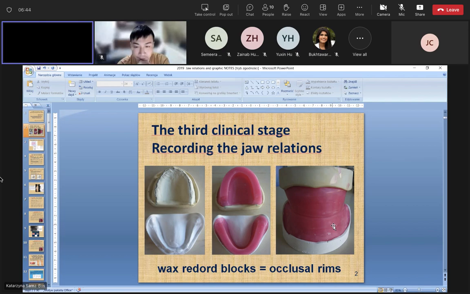in other words, occlusal rims from the technician, which are placed on master casts. So you see here master casts and wax record blocks placed on the master casts. It is very important to establish the proper relation between the upper jaw and lower jaw, and how to do it.